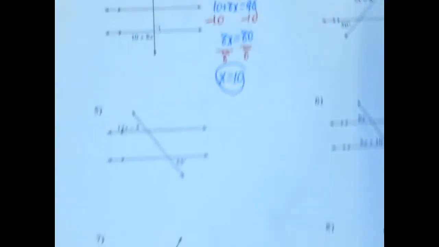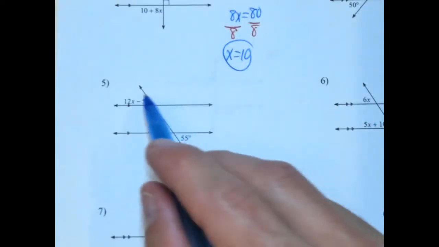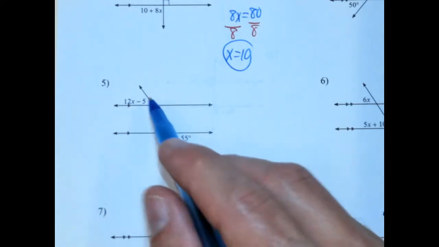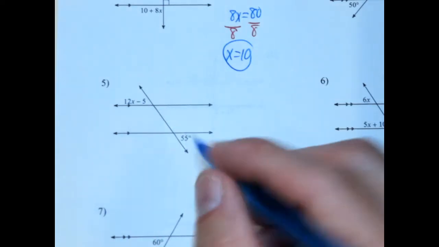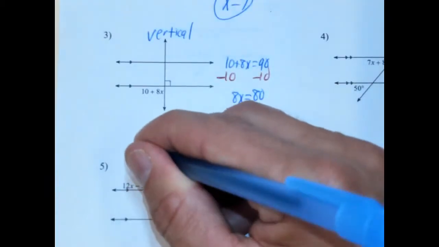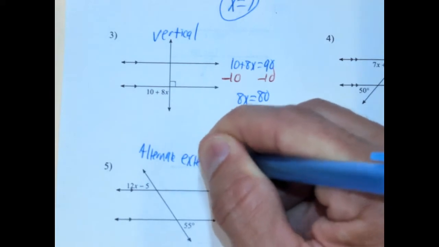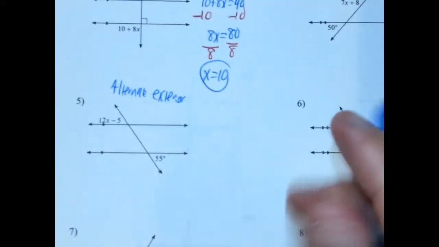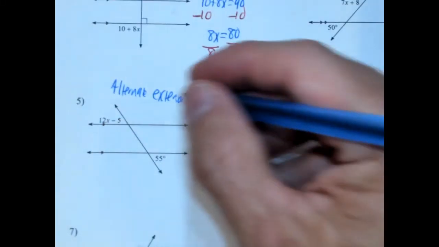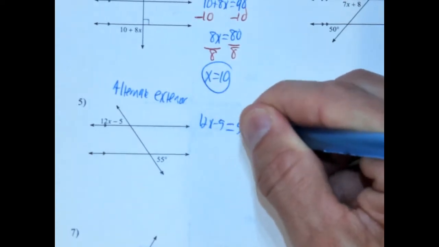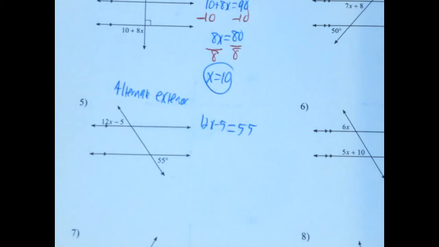Okay, here we go. So these are on the outside, so these are exterior angles, and they're on opposite sides of the transversal, therefore they'd be alternate exterior. Alternate exterior, there you go. Okay, that means they're going to be congruent because these lines are parallel, so 12x minus 5 equals 55. We're going to go ahead and solve for x.